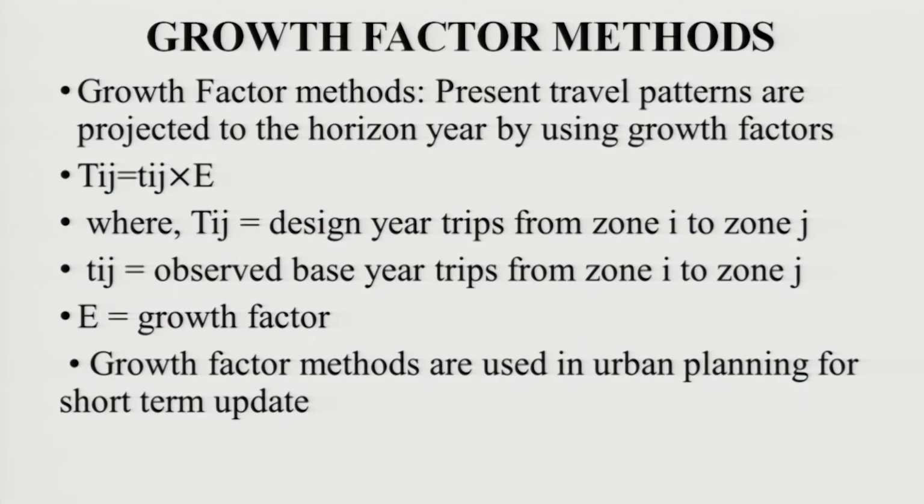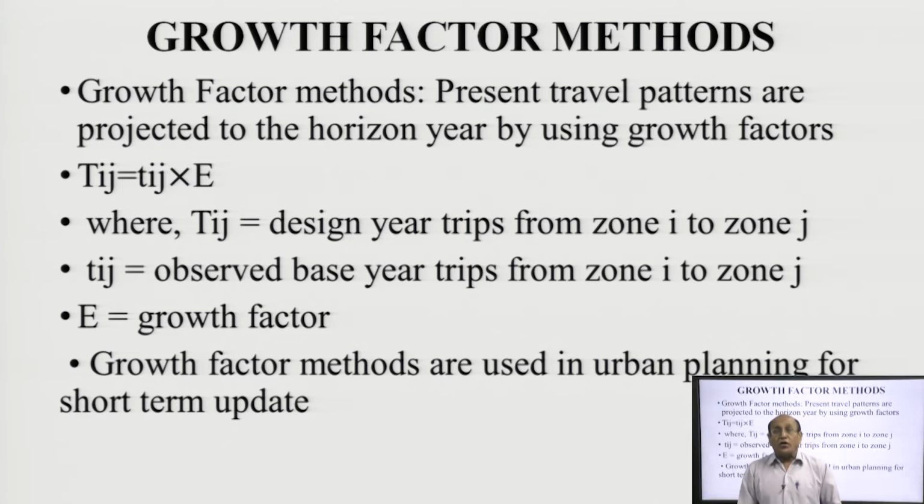So, first we will discuss growth factor method. Growth factor method, the present travel pattern are projected to the horizon year by using growth factor, that is T i j is equal to a small t i j into E, where capital T i j is the design year trip from zone i to zone j. A small t i j is equal to observed base year trip from zone i to zone j.